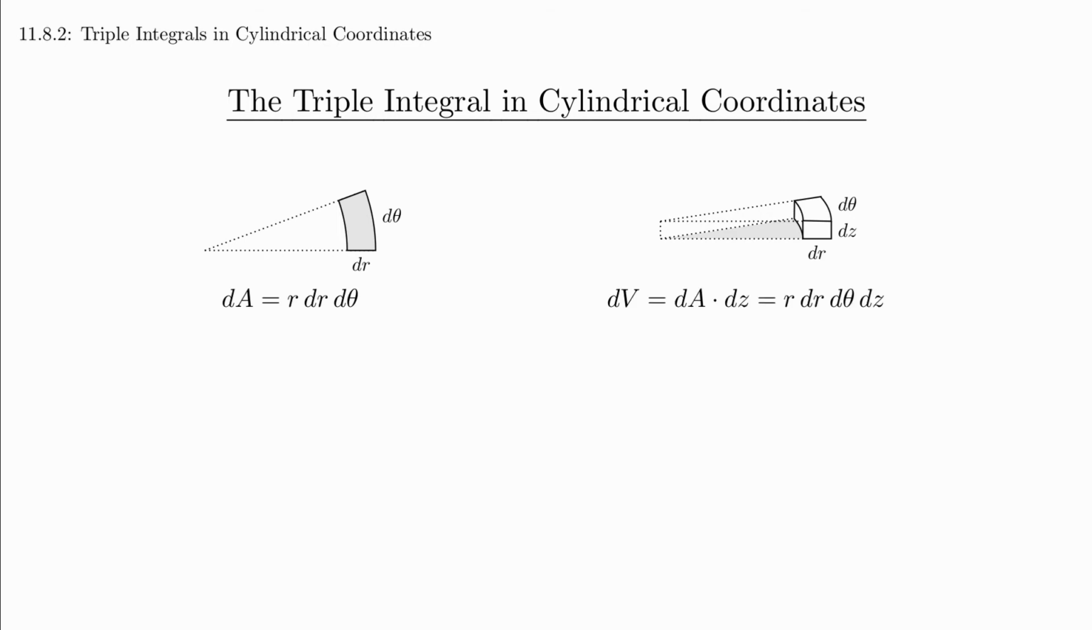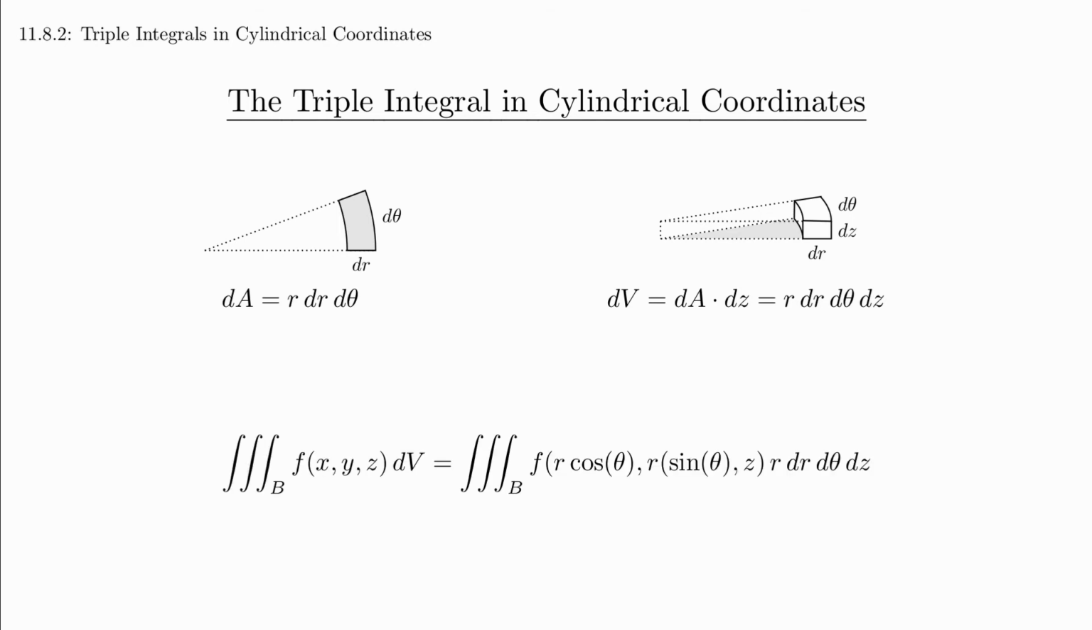Setting up a triple integral in cylindrical coordinates requires us to get the volume element dv in terms of the variables r, theta, and z. Fortunately, we can use a general property of volumes to calculate dv. When you have a shape where the volume is created with constant cross-sections, then the volume is the area of the cross-section multiplied by the thickness. We know the cross-sectional area from polar coordinate integrals, so we multiply that by dz to get that the volume element is r dr d theta dz.